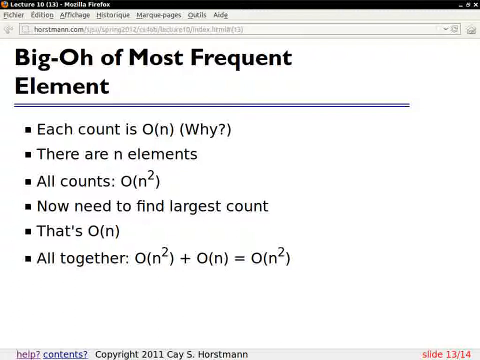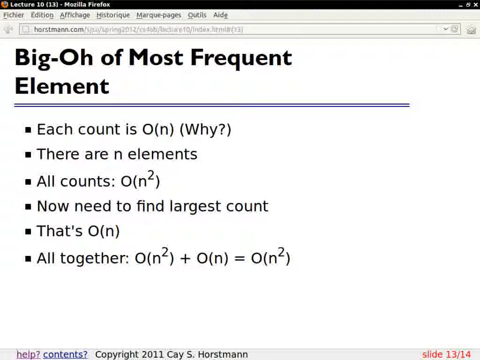Each count is O of n. So to find how many 8s there are in an array of n entries takes O of n. In fact, it takes n visits. You have to visit each element once. And if it's an 8, you increment some counter. If it's not an 8, you don't. So you make one linear sweep for the 8.